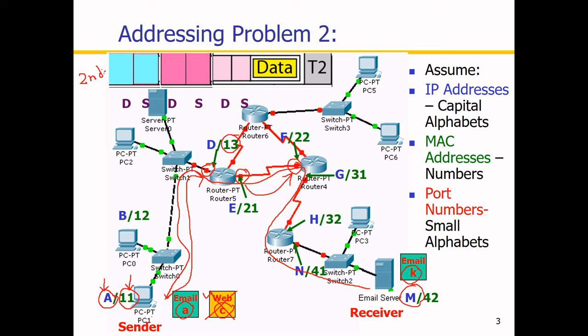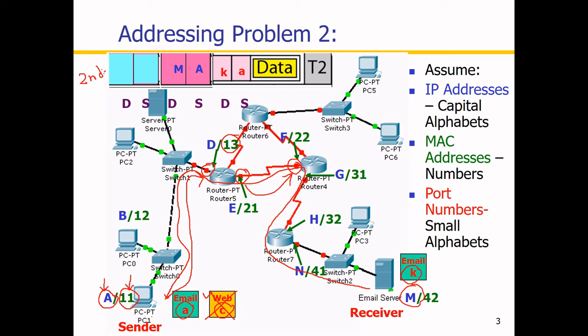Okay, so the sender port is still going to be A because it's still data for the email, and no other processes. And the destination port is going to be K. The sender IP is going to be A. This doesn't change. Destination IP is going to be M.